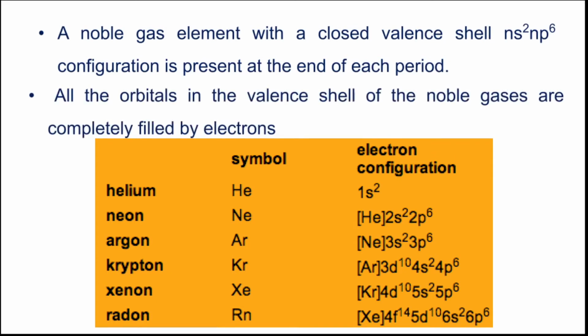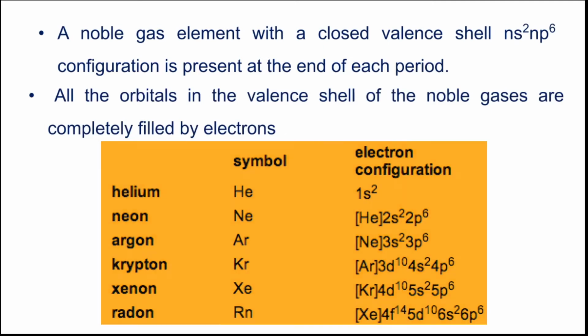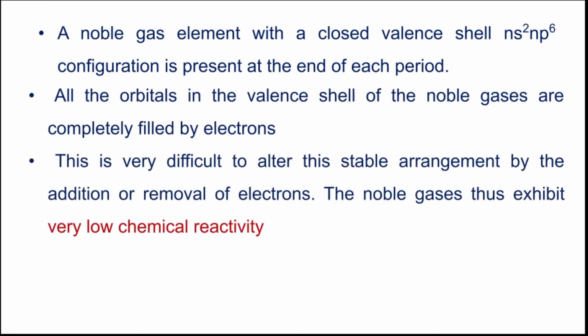All the orbitals in the valence shell of the noble gases are completely filled by electrons. It is very difficult to alter this stable arrangement by the addition or removal of electrons. The noble gases thus exhibit very low chemical reactivity. Okay, so because of the completely filled electronic configurations, noble gases show very little chemical reactivity. That's why they are also called inert gases.